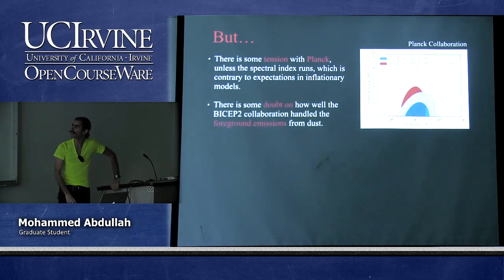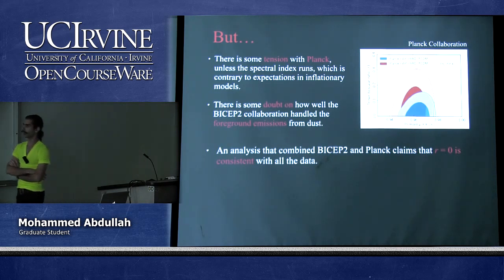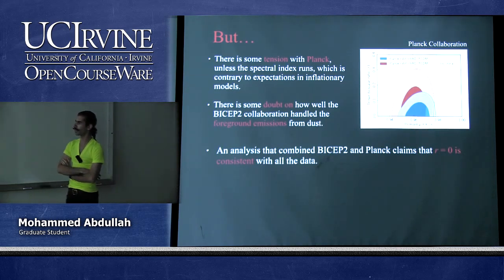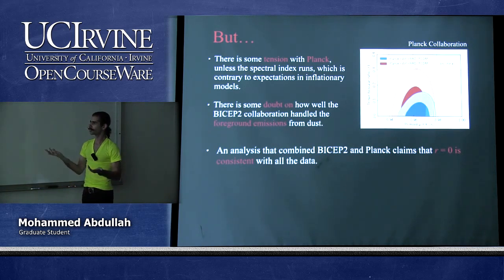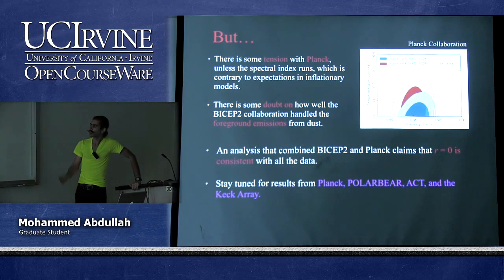But worse still is that some people have raised lots of doubts on how well BICEP 2 dealt with their foreground emissions. In fact, lately there's been a paper that claims that r equals 0 is consistent if you look at the BICEP 2 and the Planck data together. So far, you might as well say that there is no confirmation at all of gravitational waves. What everyone agrees is that you have to stay tuned for more experiments to find out whether these results are true or not.